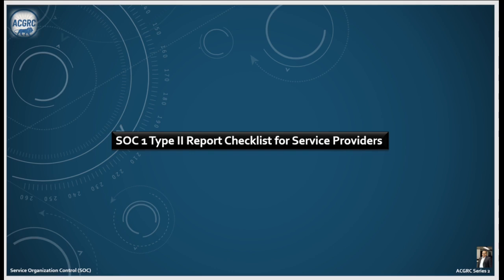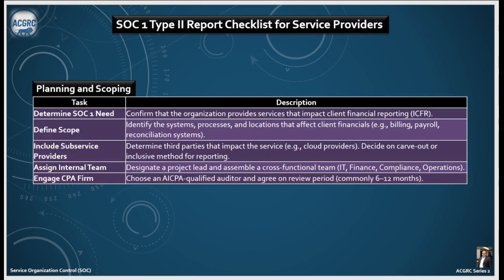Let's now look at SOC 1 Type 2 reports. The first one was SOC 1 Type 1. This is the SOC 1 Type 2 report, a checklist format for service providers. Again, it starts with planning and scoping. The first step is similar. We confirm whether the organization really provides a service that impacts the client's financial reporting. Scoping is defining the system, process, and location that affects the clients.